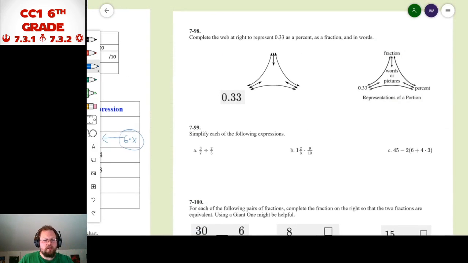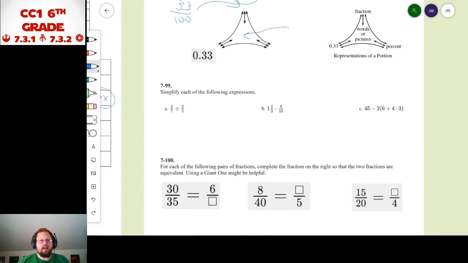Now, a portion web is to represent 0.33, or in other words, 33 hundredths. Don't forget the words in here. The phrase hundredths, there's 2 decimal places. You should just write this as 33 over 100. And then there's a very easy conversion there.